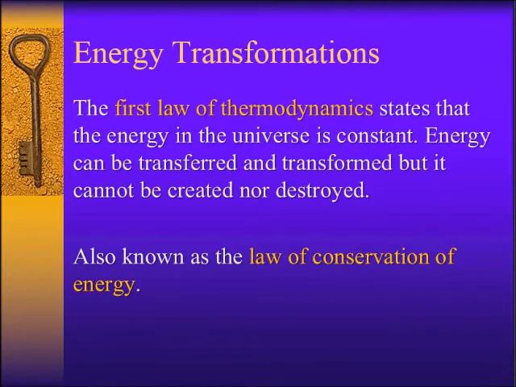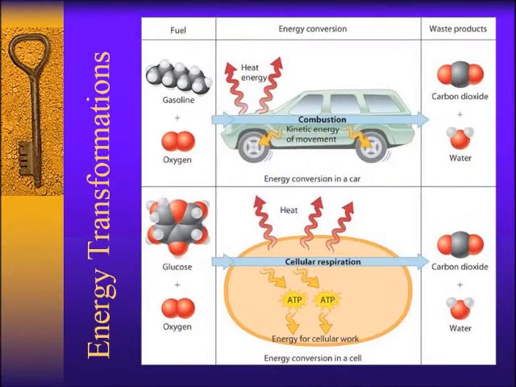Let's see how this plays out in some scenarios in our everyday lives. So take a look at this car example on the top. On the left of the chart you see fuel. In the case of the car there's gasoline, and we combine the gasoline with oxygen. Notice that the gasoline has potential energy in the form of chemical bonds.